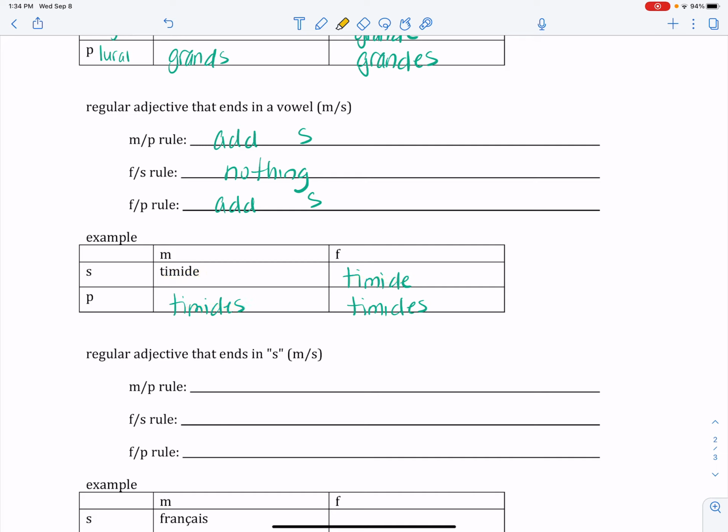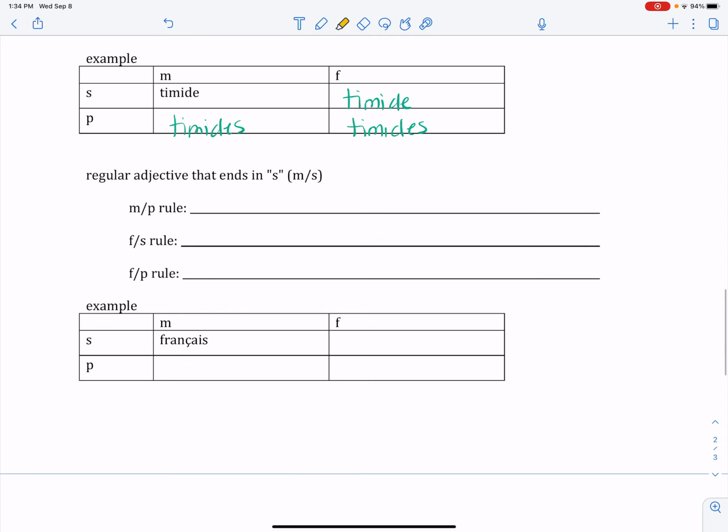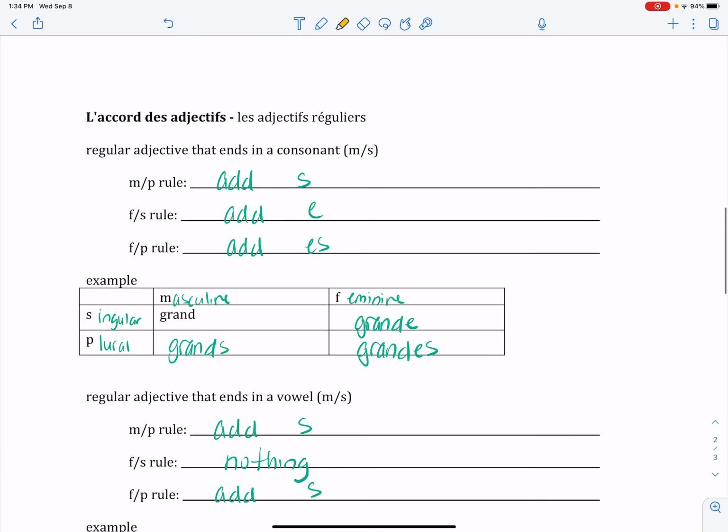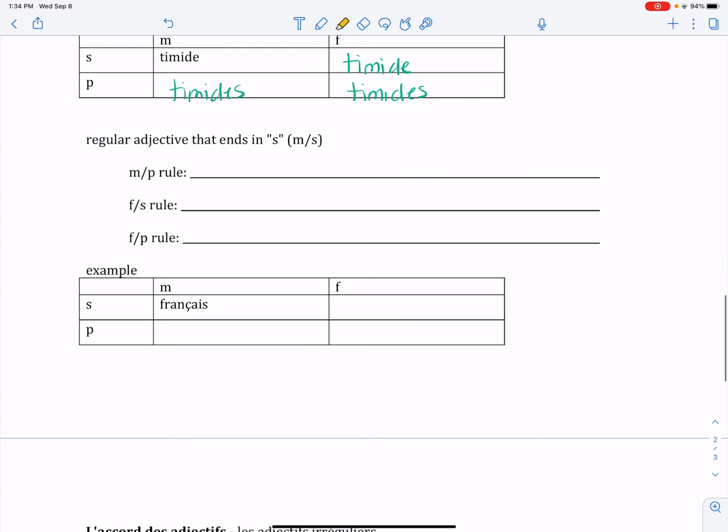When your regular adjective ends in an S in the masculine singular, like français, so slightly different rule than for the other consonants, because if we go back up here, our rule for masculine plural is to add an S. But if we already have an S as the last letter, like we have right here, to have masculine plural, what we're going to do is nothing. We're not going to change it. We're not going to add another S. So français, français, same spelling, we don't change it.